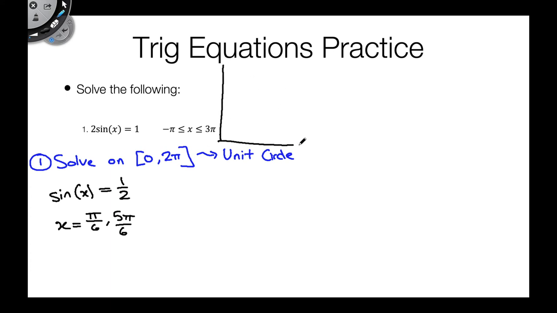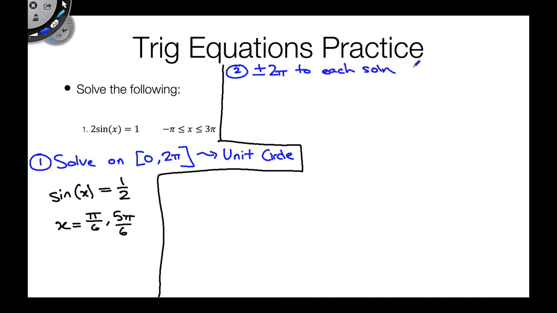So to do that, here's what we do. We're just going to add plus or minus 2 pi to each solution until we cross the domain. So we're going to take each of our solutions here, and we're just going to add plus or minus 2 pi until we cross this domain here. So we want to catch all those extra solutions that we might have. Okay? So let's go ahead and do that.